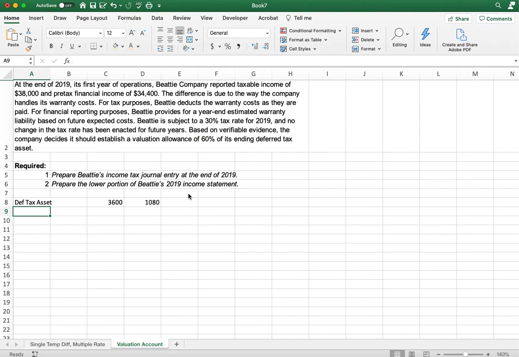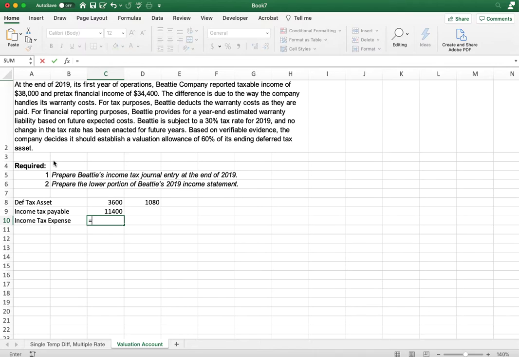As far as our income tax payable, it's going to be equal to our $38,000 of taxable income times that 30% tax rate, for $11,400. And then our income tax expense is going to be equal to that tax payable minus, because it's an asset, the $1,080 deferred tax asset, for $10,320. So now that we have those numbers, we can do our journal entries.